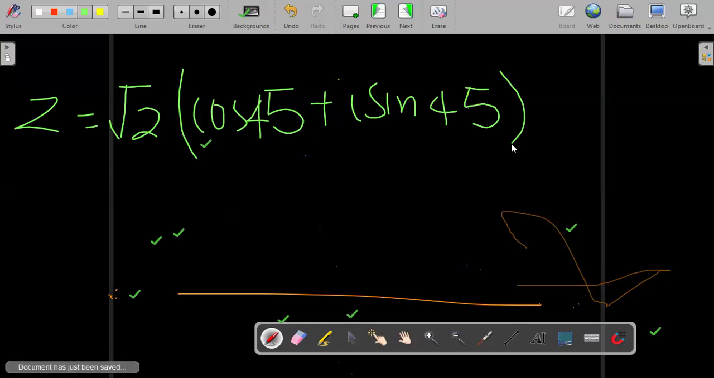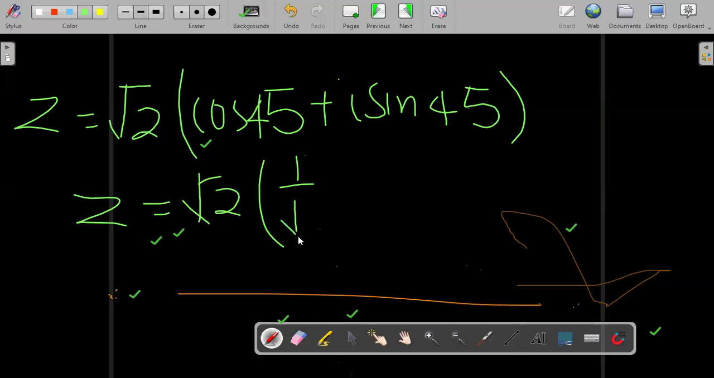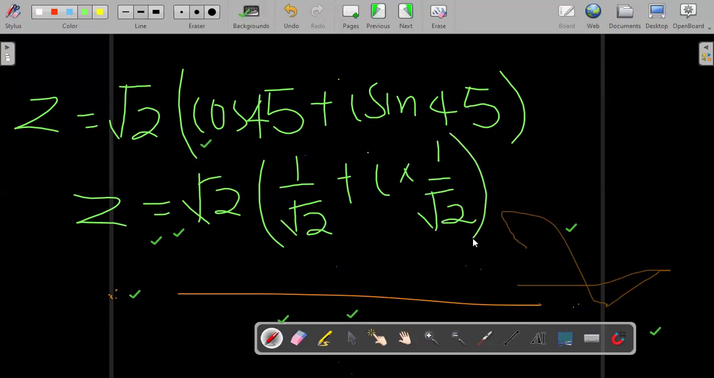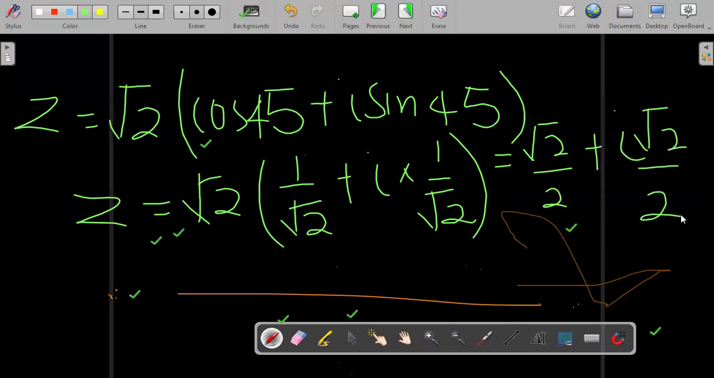45 is a special angle in trigonometry, and the value of sine 45 is 1 over root 2. So I'm having Z as root 2 into 1 over root 2 plus I times 1 over root 2. So I can use root 2 to open the bracket. If that should happen, I will have root 2 over 2 plus I root 2 over 2.